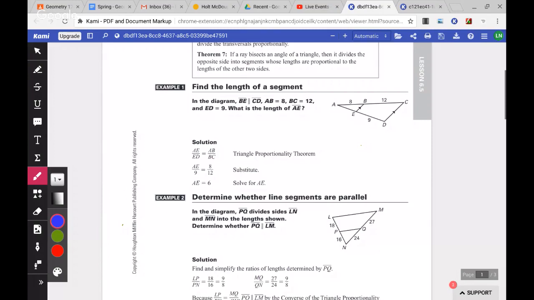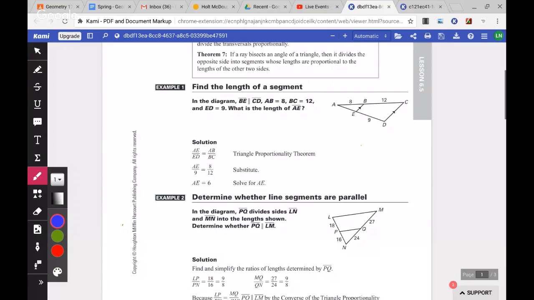Find the length of this segment. This is 6.5 and 6.6, the study guides, if you want to follow along with what I'm doing. This one you already have. We did it the Friday we were in class last week. So it's all about proportions.